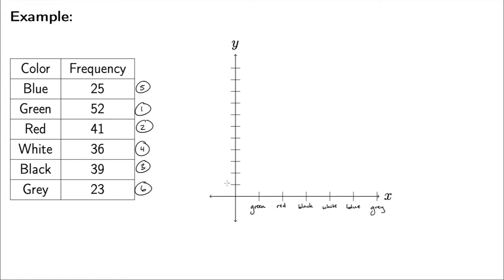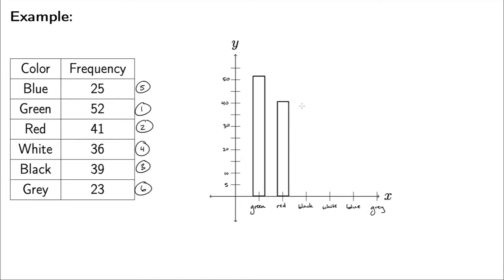And we'll again go by fives here. So 5, 10, 20, 30, 40, 50. All right, so now we'll do our rectangles. So for green, we go up to 52. So we do a rectangle going up to 52. And then for red, we've got 41. So up to 41. Again, they don't have to be perfect, but as close as you can get.